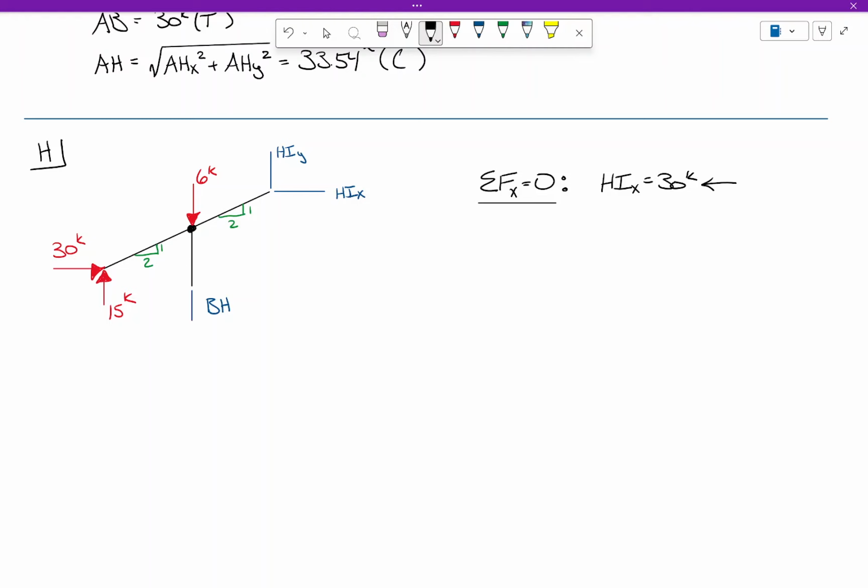Do we agree with that? All right. So now what? Now what? Somebody up front. What do I do? Just slope ratio to get HIY. All right. Okay. And it's going to be what compared to HIX? Is it double or 1/2? I'm asking you.